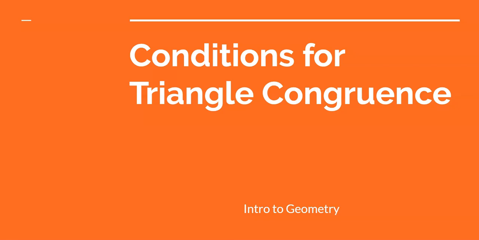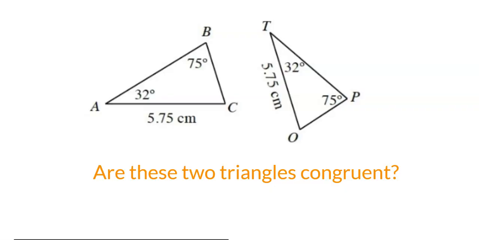This lesson is on the conditions for triangle congruence. You're given two triangles, and the question is, are these two triangles congruent? You have to justify why the two triangles are congruent by using one of the conditions. And there are 4 conditions of congruency. So let's go over them.